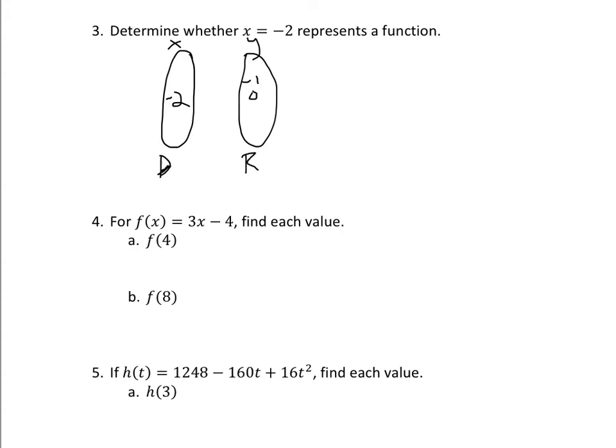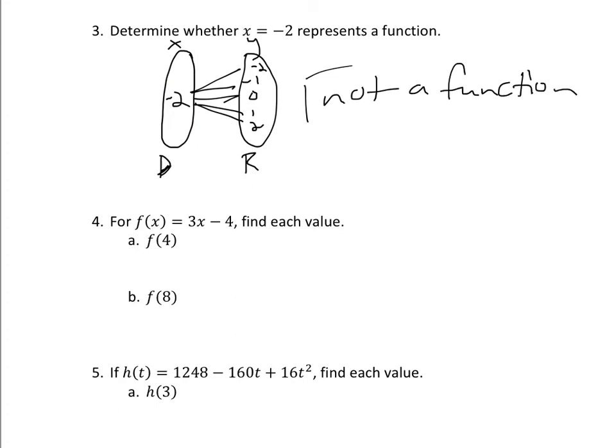So we have all of these, and so on and so forth. Well, -2 would be going to all of them. Remember that you can't have more than one arrow coming out of your domain. So the answer to this one would be not a function. You could also represent it as a table or a graph. Lots of different ways to do that problem.